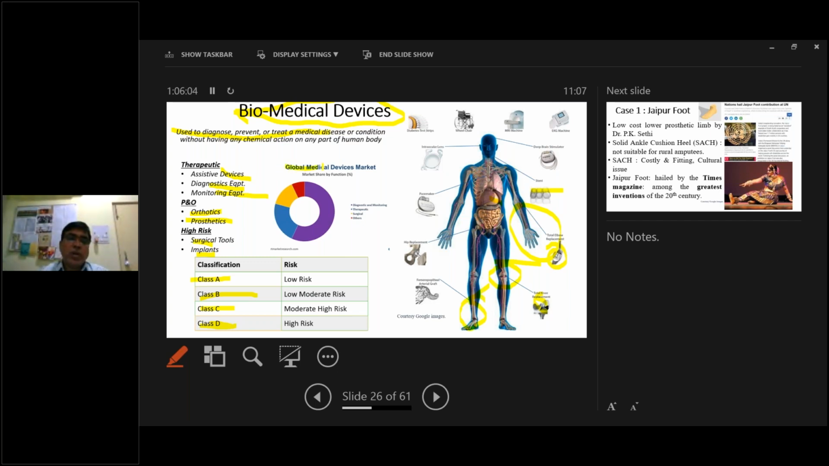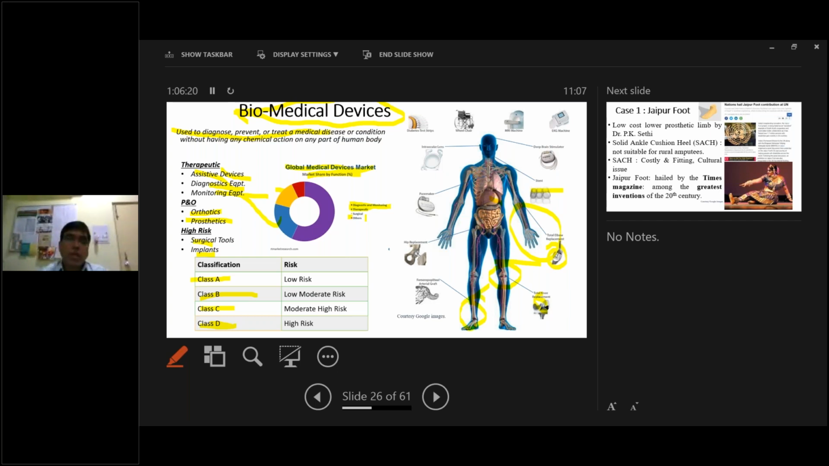So even if you look at the global medical device market, see, 50% is diagnosis and monitoring, then therapeutic, as I told, assistive devices, then surgical, again this yellow color, red color is others. So there is a big market.